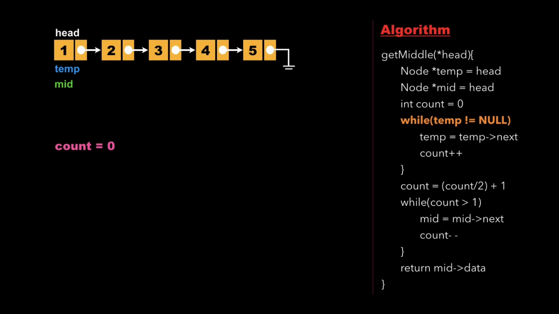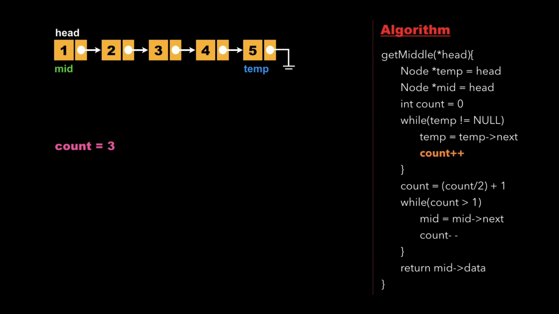Then we have a while loop where we check whether temp is not equal to null, and if so, we update temp as temp of next. So now temp points to the node 2, and we update the value of count as count plus plus. So the value of count is 1. Again we check whether temp is not equal to null. Since this condition is true, we again update temp as temp of next. Now temp points to the node 3, and we update count as count plus plus. Again we check whether temp is not equal to null, which is true, so we update temp as temp of next and increment the value of count.